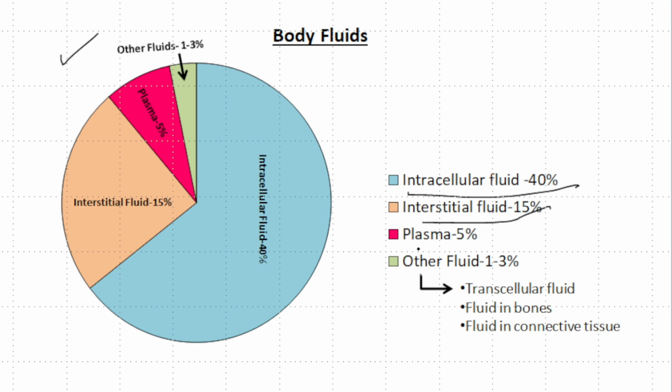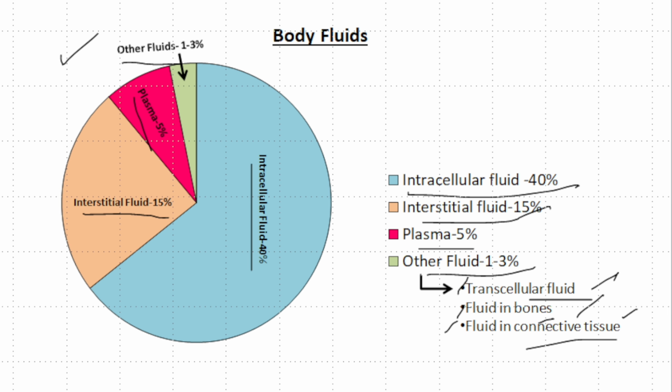This is the pie chart of the body fluid, where intracellular fluid is 40%, interstitial fluid is 15%, plasma is 5%, and other fluid is 1 to 3%. Other fluid includes transcellular fluid, fluid in bones and fluid in connective tissue. So you see that this is intracellular fluid, almost 40%. This is interstitial fluid, 15%. Plasma is 5%. And other fluid is 1 to 3%.